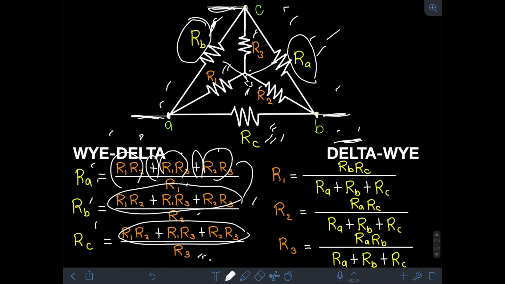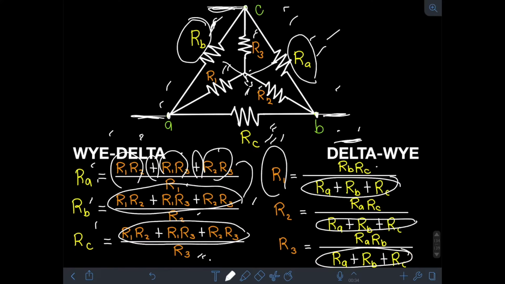Now, to convert each resistor to the corresponding Y network, for R1, the formula is equal to RB times RC over RA plus RB plus RC. So this time, in the delta to Y formula, all the denominators of each converted Y resistor will be the same, which is equivalent to the sum of the resistances of each of the delta resistors. So RA plus RB plus RC.